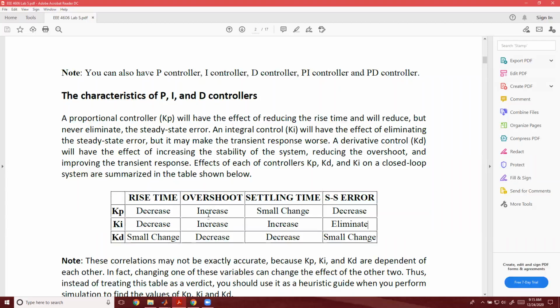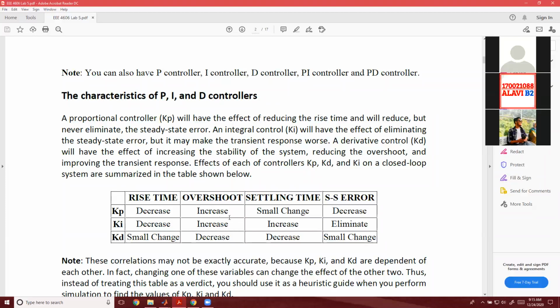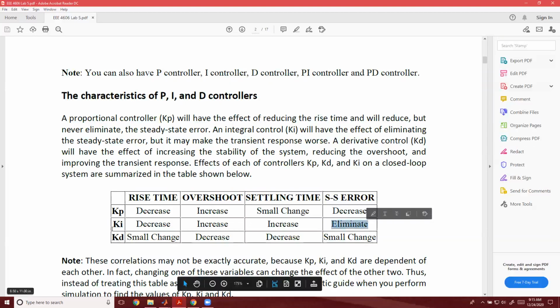What will happen to the overshoot? It will increase significantly, right? Because both of these controllers increase the overshoot. And settling time will also increase slightly, but steady state error will be 0. So whenever we have a KI controller, you will know that you'll have no steady state error in your system at all. Okay. So when you use different combinations of these controllers, you can have different effects on these 4 parameters. Does everyone understand that?